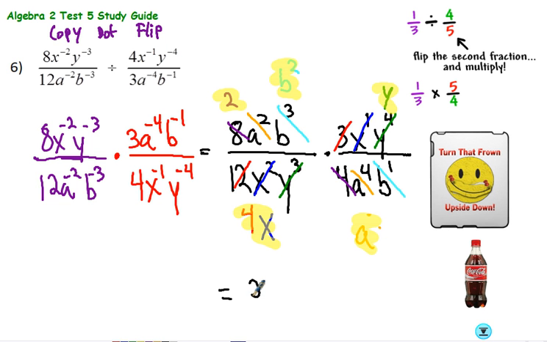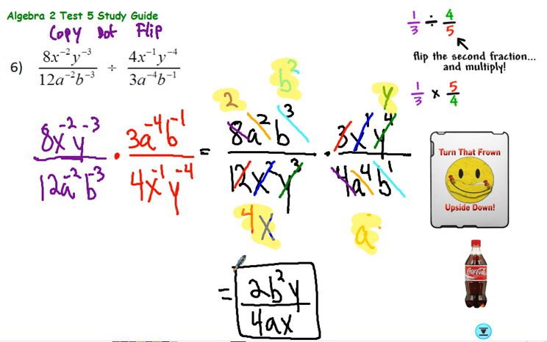So what's on top there? I've got 2 b squared y. And on the bottom, we've got 4 a to the x. I'm sorry, not a to the x, a times x. Right? All right, so again, rewrite this with multiplication first, then turn the frowns upside down, then you can start slashing away. All right, so pause now and try number 6 in the middle.